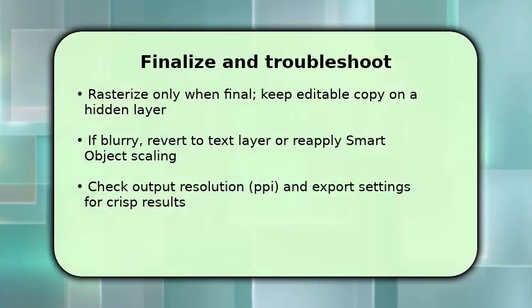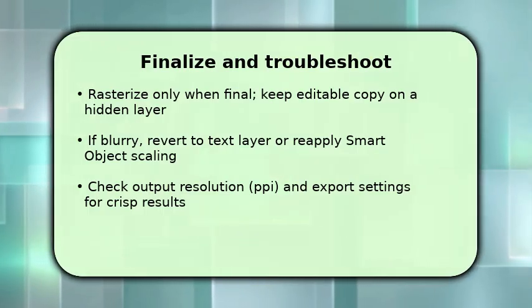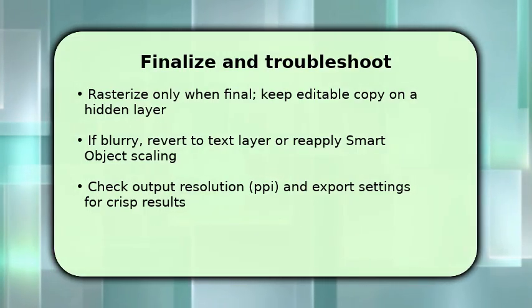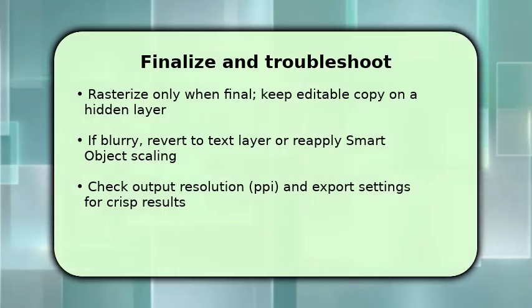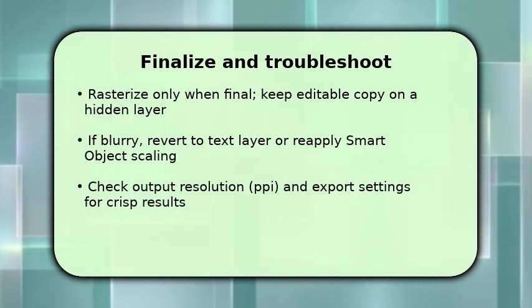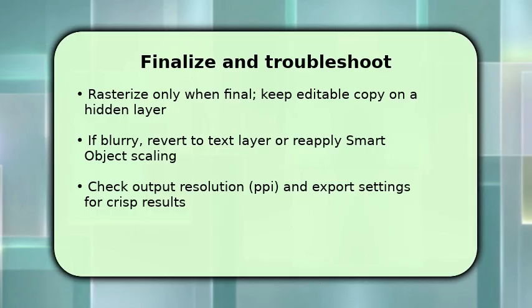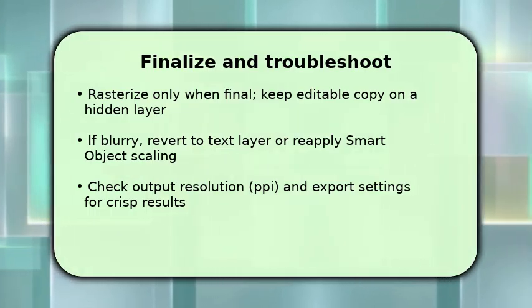If your text looks blurry, undo the rasterize step or re-import the original text/smart object and resize again at the correct resolution. Blurry text usually means you upscaled pixels or exported at low PPI. Finally, make sure your document and export PPI match the intended output so text remains crisp.